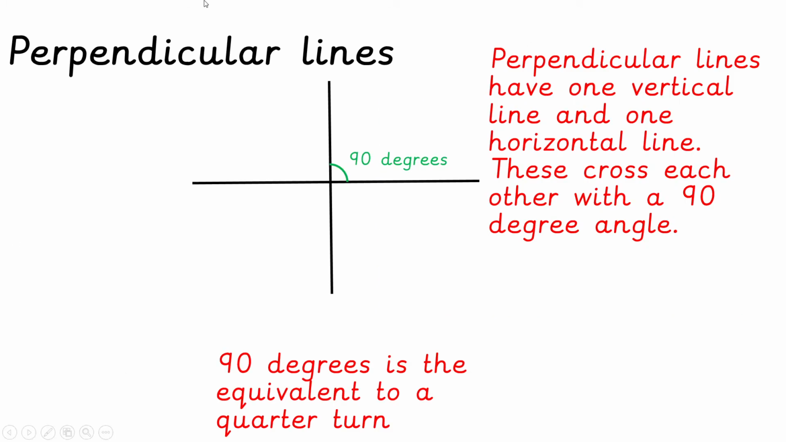So this other word, perpendicular lines. Let's have a look. We mentioned this when we looked at the right-angled triangle. Perpendicular lines have one vertical line, top to bottom, and one horizontal line. And these cross each other with a 90-degree angle. 90 degrees is the equivalent to a quarter turn. So within this we have 90 degrees, 90 degrees, 90 degrees, 90 degrees. And if you add those all up together, 4 times 90, you will get a full turn. See if you can work that out. You can pause the video if you like.